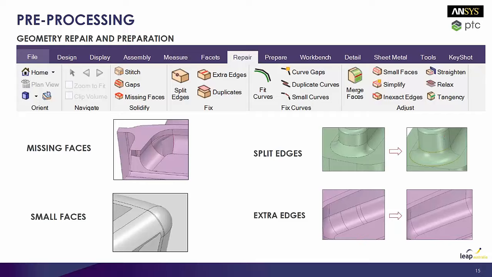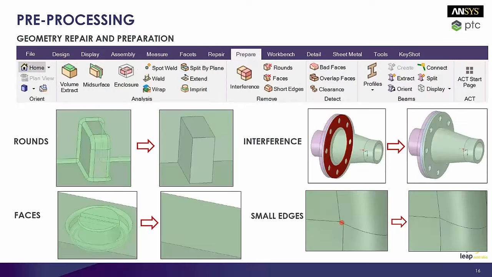All right, so we've got a couple of tutorials which we'll go through with this as well. And then we've also got a prepare tab. With that, we can remove unnecessary fillets. Again, when you've got fillets, we can have a lot of mesh elements just to capture that curvature. So if it's not important to the flow, it might be recommended to remove those fillets.